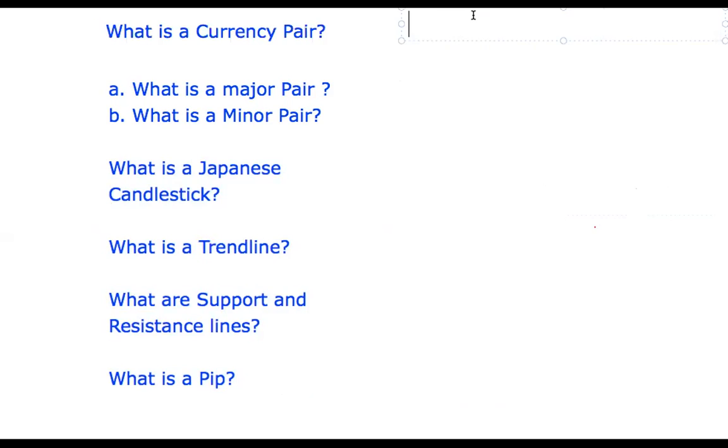All right, so what is a currency pair? This will be an example of a currency pair. Euro, these are going to be like the most famous currency pairs that people use. USD. So how you read that is Euro USD. So it's the Euro versus the US dollar. So that is what a currency pair is.